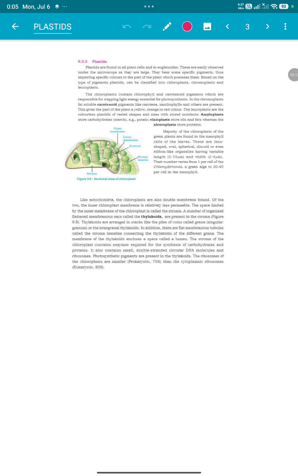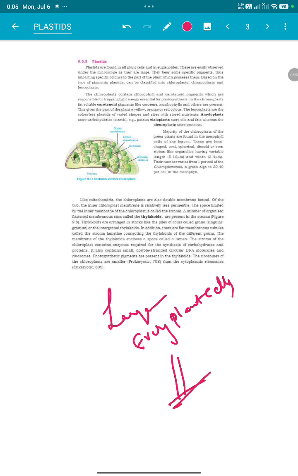Plastids are found in all plant cells and in euglenoids. They are easily observed under the microscope as they are large. They bear some specific pigments, thus imparting colors to the parts of the plants which possess them. Based on the type of pigments, plastids can be classified into chloroplasts, chromoplasts, and leucoplasts.